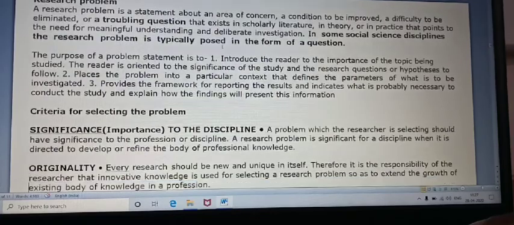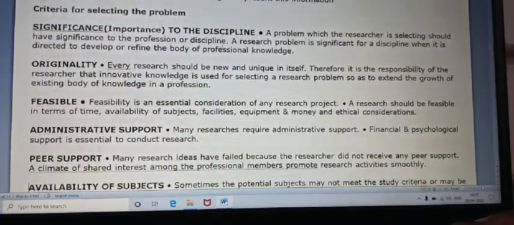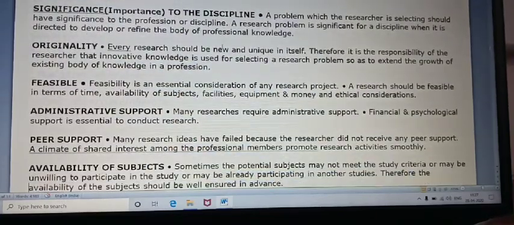So the research problem will provide the framework for which you will find the results, and this will help you to find the solution. Next, we come to the criteria for selecting the problem. Okay, so what are the criteria for selecting the problem? First thing is the significance or importance to the discipline. You are a medical sociology student, so you will try to find topics or research problems which are relevant or important to your discipline.